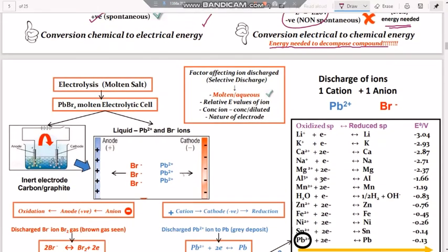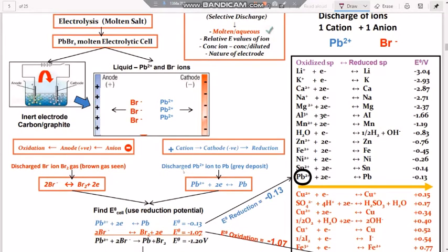Let us see one more important piece of information, that is electrolysis. Electrolysis of molten salt. As we saw in the electrolytic cell, molten lead bromide means we have not added a single drop of water to this lead bromide. We have taken the liquid state of lead bromide, making it liquid by heating it up to its melting point. Inert electrodes of copper or graphite we have taken here.